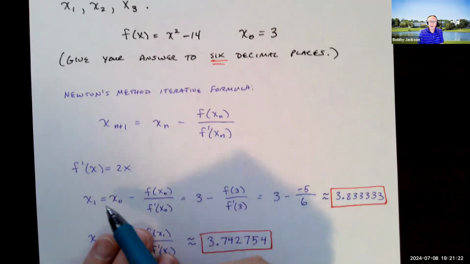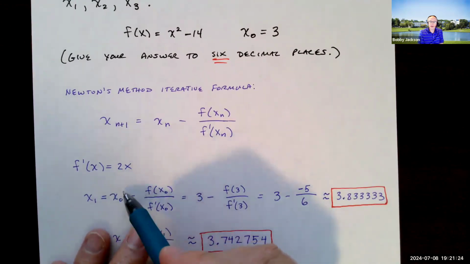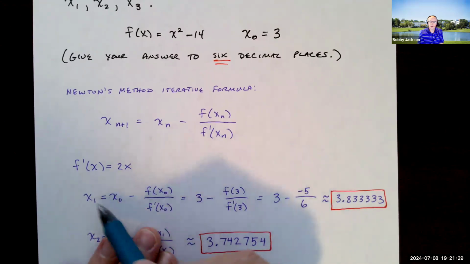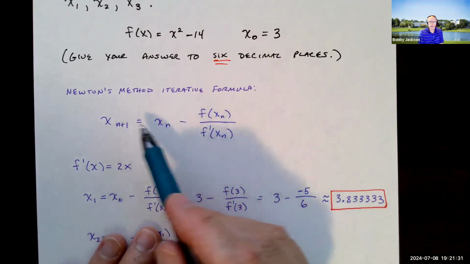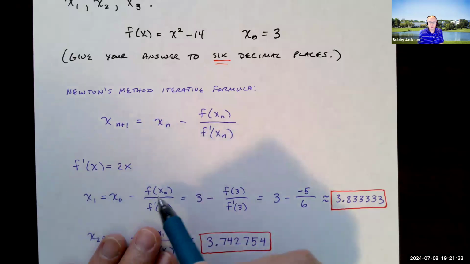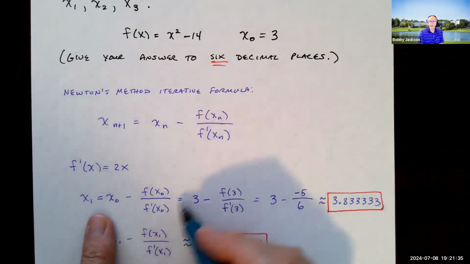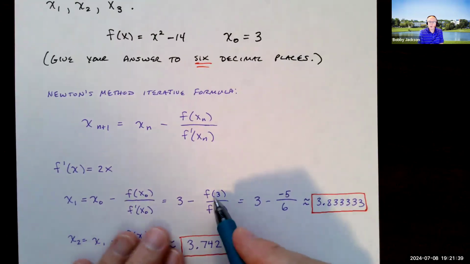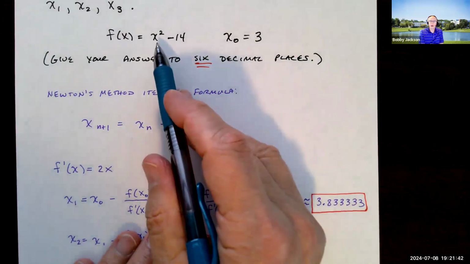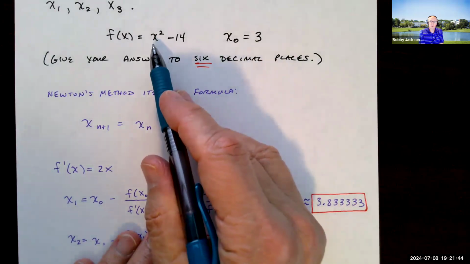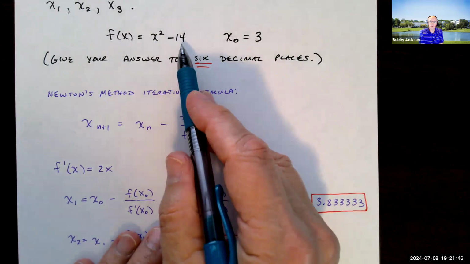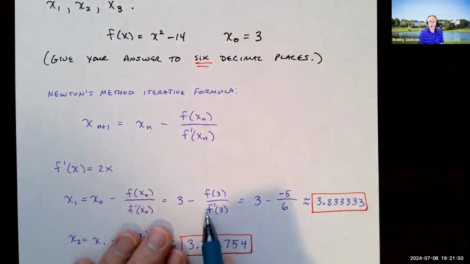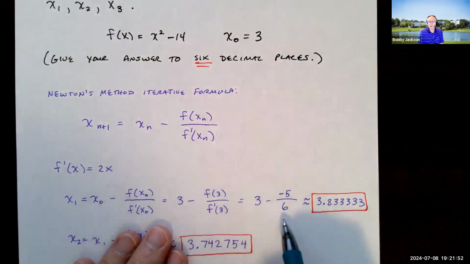Okay, and then as I said, what's x of 1? Well, it's going to be x of 0 minus f of x of 0 over f prime of x of 0. So using the iterative formula with n equals 0 gives us this. And so what is x of 0? We're told it's 3, so it's 3 minus f of 3 over f prime of 3. What's f of 3? That would be 3 squared minus 14. That's 9 minus 14, which is -5. And then f prime of 3 would just be 2 times 3, which is 6.